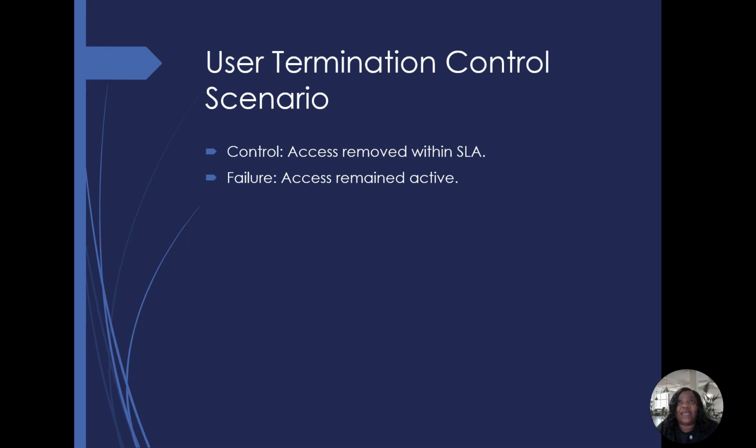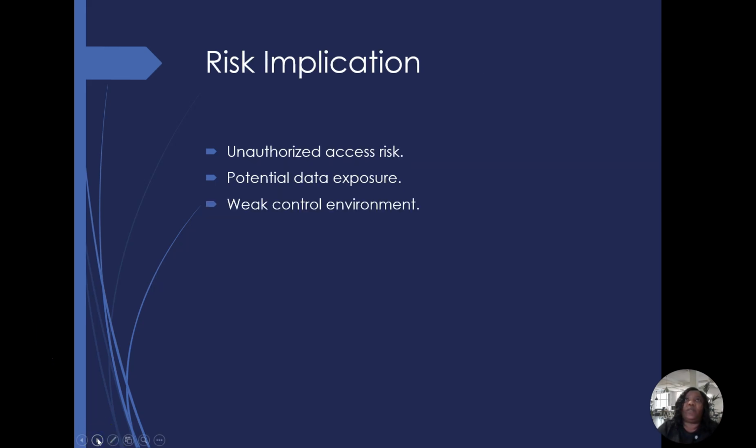The control is access should be removed within SLA. Failure: the access was not removed. The access remained active. That is a control failure. So if I'm testing the timely removal of access for terminated users, the expectation is that access should be removed within a defined SLA, which is typically within 24 hours. However, if you identify a case where the access was not removed, or was removed beyond that 24 hours after termination, that is a clear example of control failure.